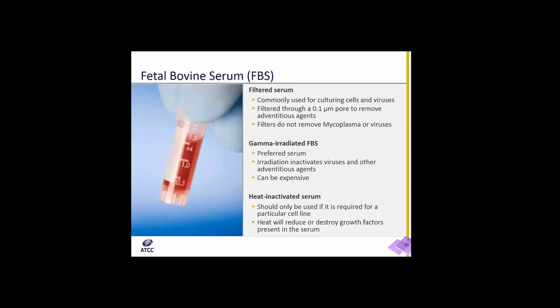There are different types of serum. Most commonly you use the filtered serum. This is used after filtering it through a 0.1 micron pore to remove adventitious agents. But sometimes certain filters do not necessarily remove all of the mycoplasma or viruses. We also have gamma irradiated fetal bovine serum. This is the preferred serum to use, but it can be quite expensive. The irradiation inactivates viruses and other adventitious agents.